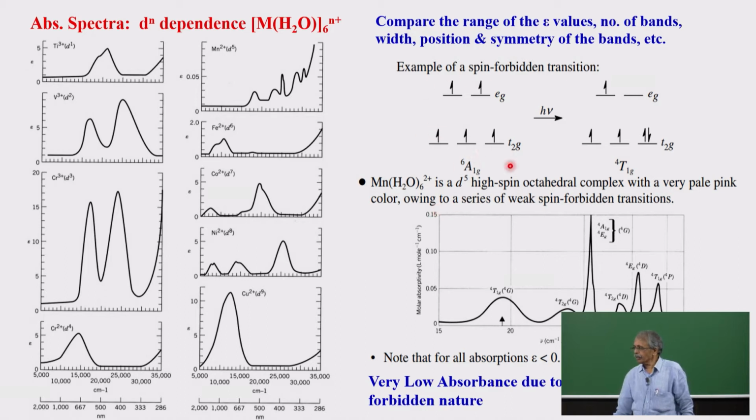So for example, here if you talk about this kind of electronic configuration, I've already mentioned in the previous class that the spins are all in the same direction. If I take any one of the ground state spins to the EG level, they cannot pair because they are in the same direction. So therefore it is spin forbidden.